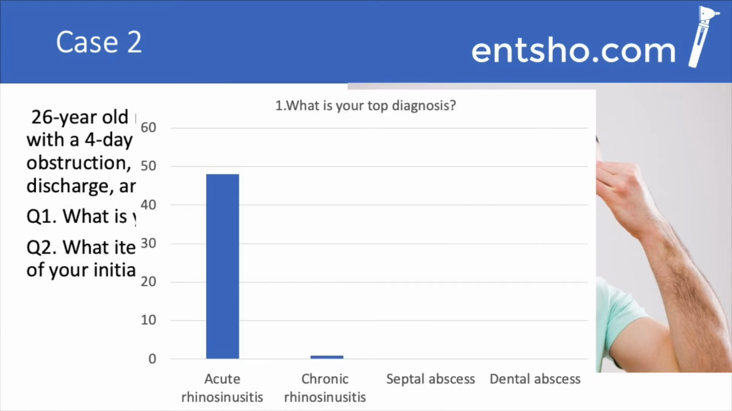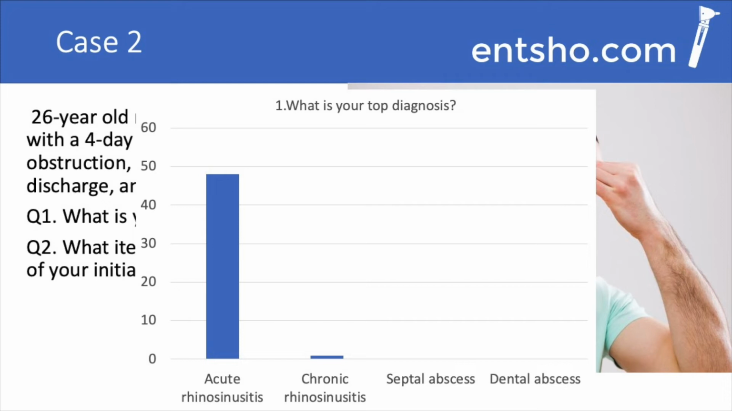So almost everyone, it's a 4-day history, so saying acute rather than chronic, and that's the big one. Septal abscess tends to follow trauma, and you'd have to be looking in the nose, but there's nothing really to indicate in this case that that's what's going on, although examining is obviously a good plan.